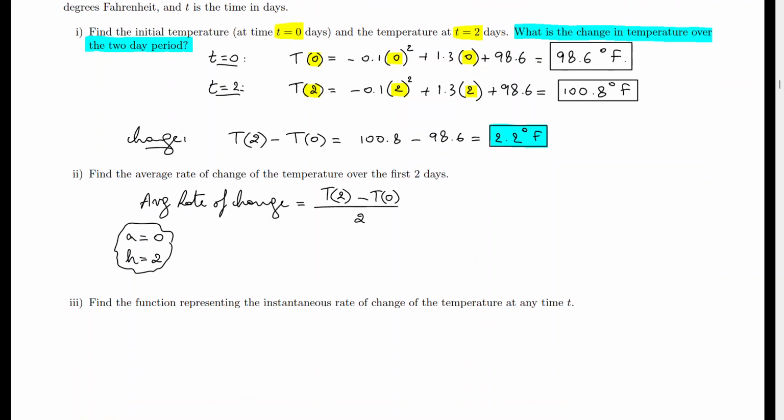So in my case, I will have T(2) minus T(0). We've already calculated that amount. That's basically 2.2. And I'm supposed to divide it by 2, and the answer turns out to be 1.1. And if I want the unit here, I will have degrees Fahrenheit, because the numerator is measured in Fahrenheit and the denominator is measured in days. So that is the answer: 1.1 degrees Fahrenheit per day, or per days. If you want, we can use singular here.